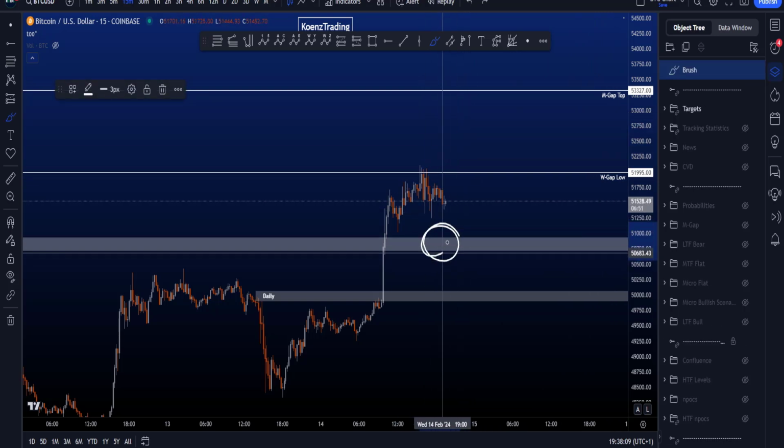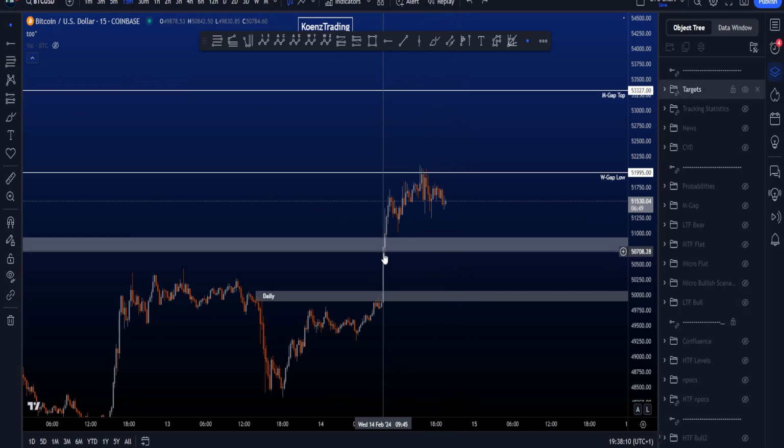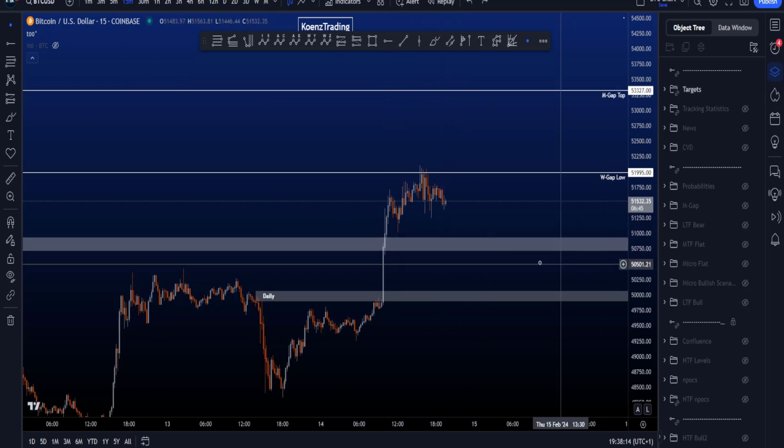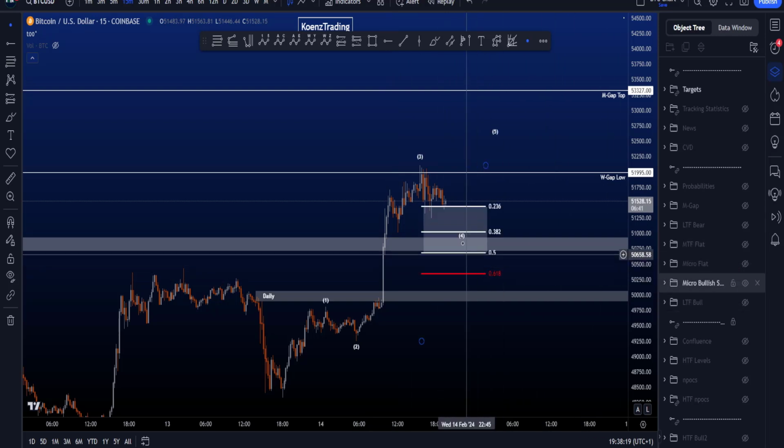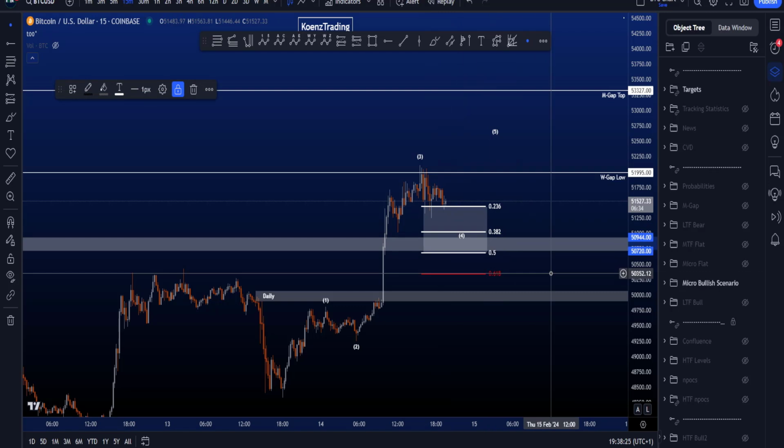And also here, this resistance box did not really do anything when price was moving to the upside, but I now labeled it white as it can still act as support. And also it is in a bit of confluence with the target area for a potential wave 4 in white here. As you can see, between the 382 and the 05, there is a target box here which can act as support, sitting between 50.9k and 50.7k.